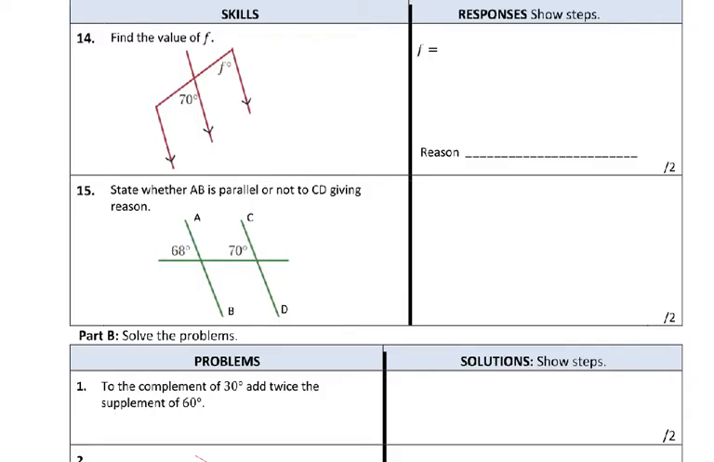The angle f is equal to 70 degrees because you have corresponding angles in the corners of the F shape. So we're going to write corresponding as our reason.